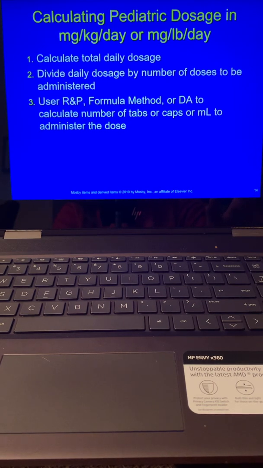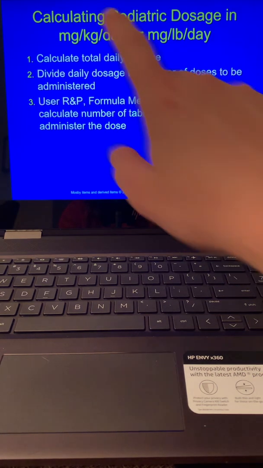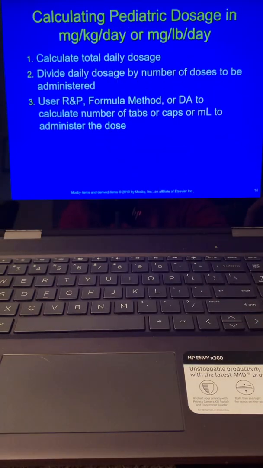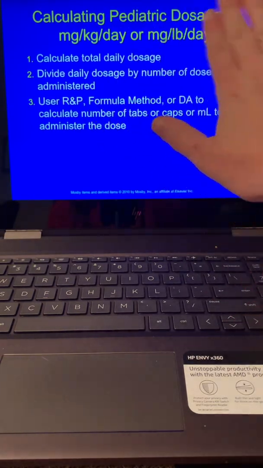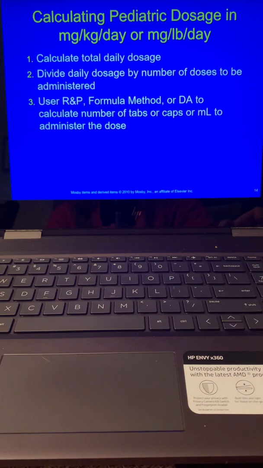So when we calculate pediatric dosing or even adult dosing on critical care medications, we calculate the total daily dosage, and we do that in milligrams per kilogram per day. Okay, this says milligrams per pound per day, but ignore that. Milligrams per kilogram per day is what we're going to focus on. And then we're going to divide our daily dose by the number of doses to be administered. So make sure that you know how to find that as well, because you're not going to see an order that says to give it 4 times a day. You're going to see an order that says to give it every 6 hours, and you need to know that that's 4 times a day.